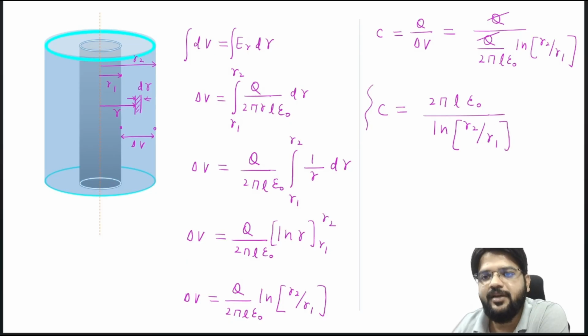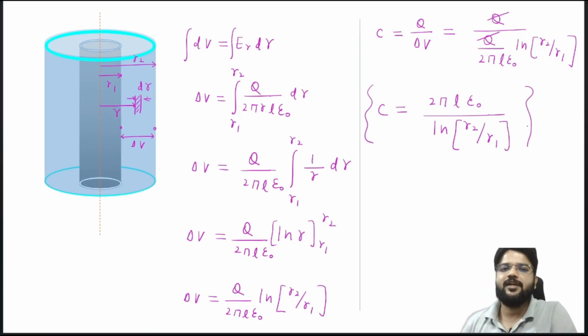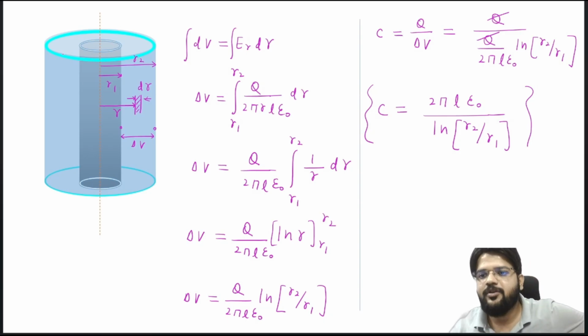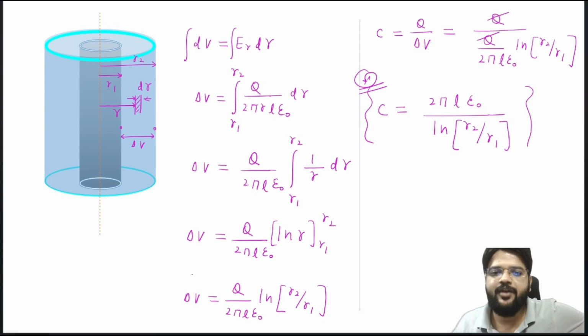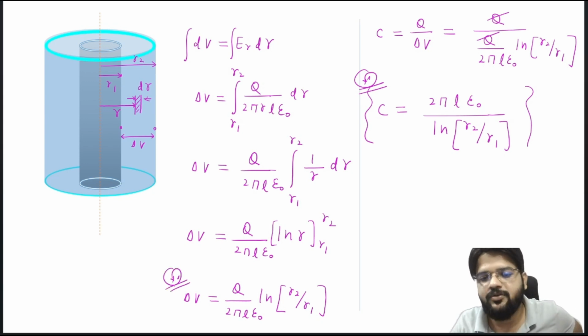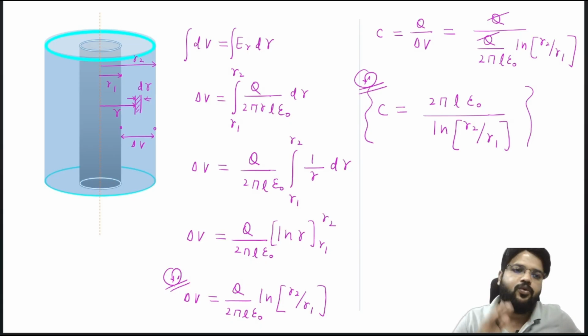So this is the capacitance, everyone. If we have a cylindrical capacitor, then the capacitance is 2 pi L epsilon naught by log R2 by R1. So keep this result in your mind, everyone. It is important. And we have the potential difference also, which is Q by 2 pi L epsilon naught log R2 by R1. Note it down, everyone.